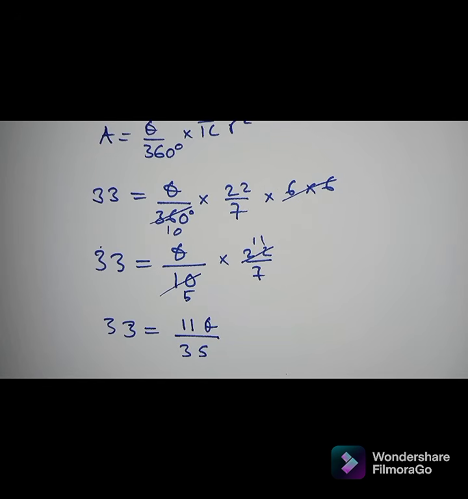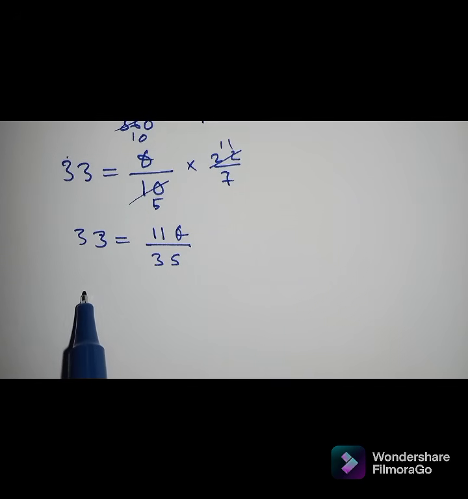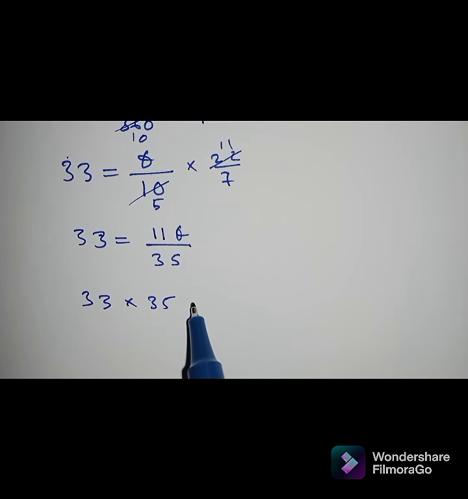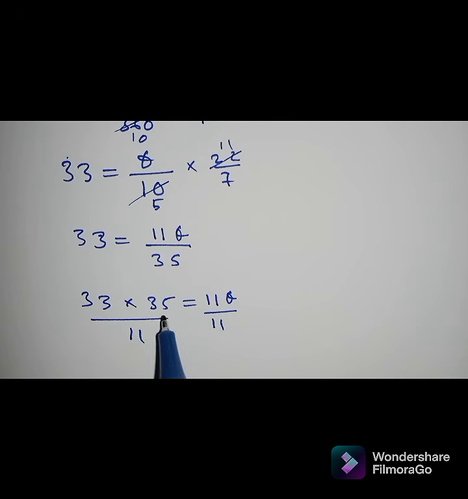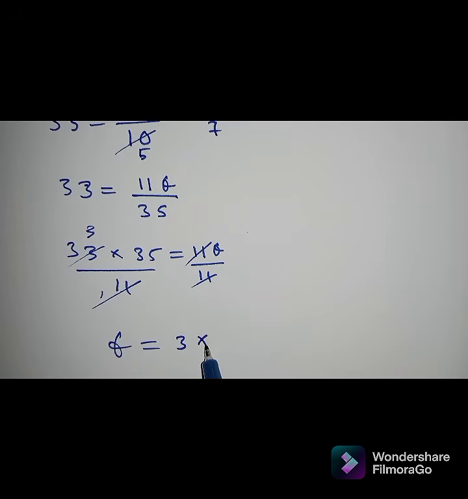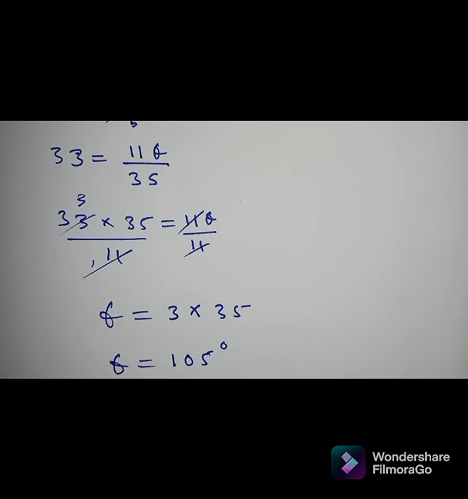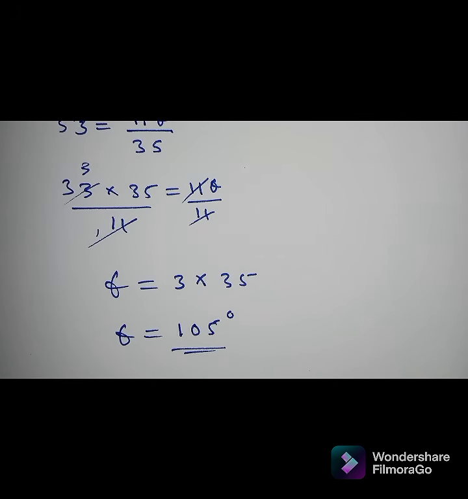So at this point we can cross multiply. This is 33 times 35, which is equal to 11 theta over 11. Don't multiply here. So you know that theta will be equal to 33 over 11, which is 3, so we have 3 times 35. Theta will be equal to 105 degrees when you multiply this. This is our solution. We go to the next question.